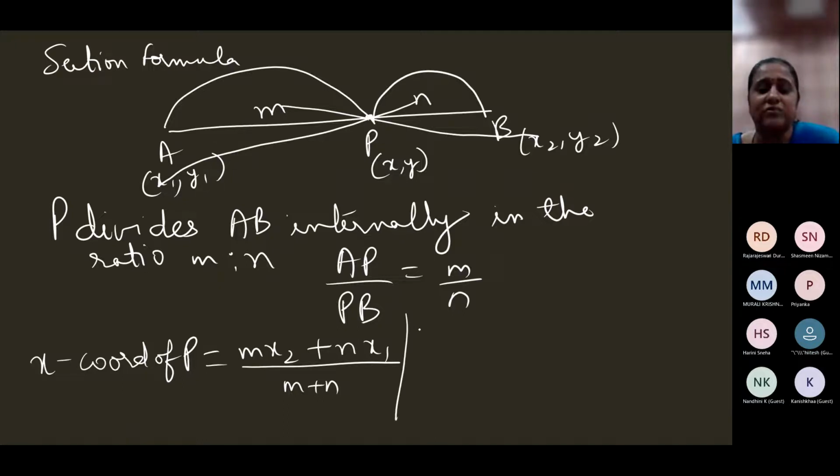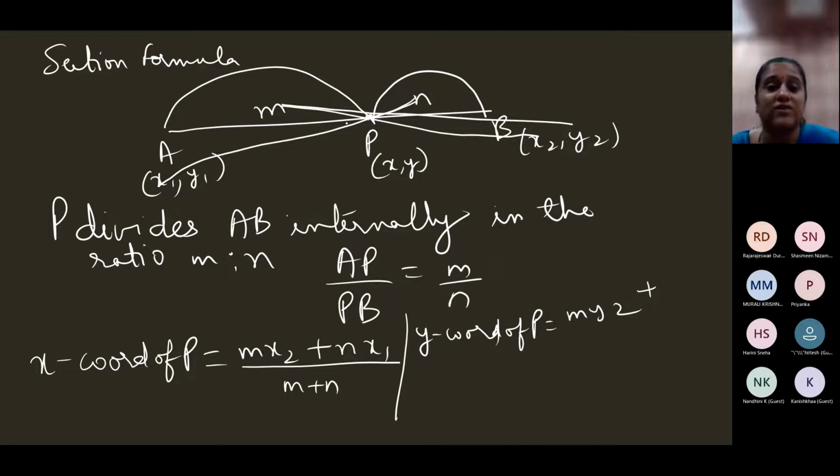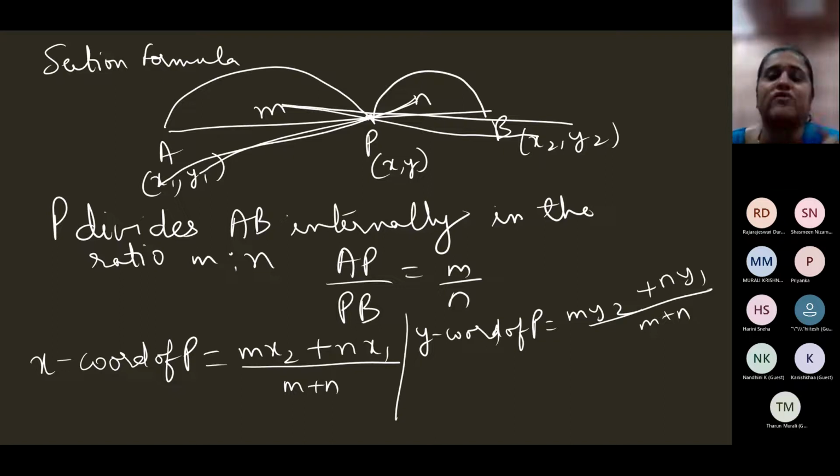And to find the y coordinate of P, you can use this separately. It's not like you should use them together. The y coordinate of P is equal to my2 plus ny1 by m plus n. Again cross multiply, and use the y coordinates. So to find the x coordinate of P, use the x coordinates x1 and x2. To find the y coordinate of P, use the y coordinates y1 and y2: my2 plus ny1 by m plus n.